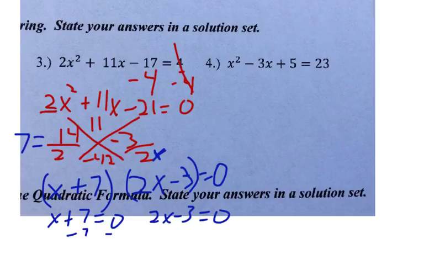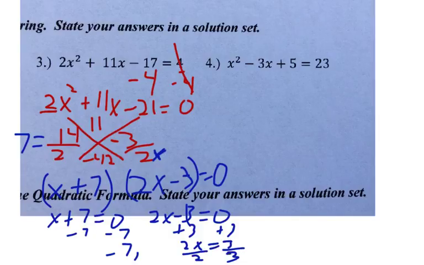And solving those, I get minus 7, so that would be negative 7 for my first solution. Add 3, and then divide by 2. And that would give us 3 halves, or 1 1/2. And you can just leave it as an improper fraction if you want, so that would be 3/2. So negative 7 and 3/2.